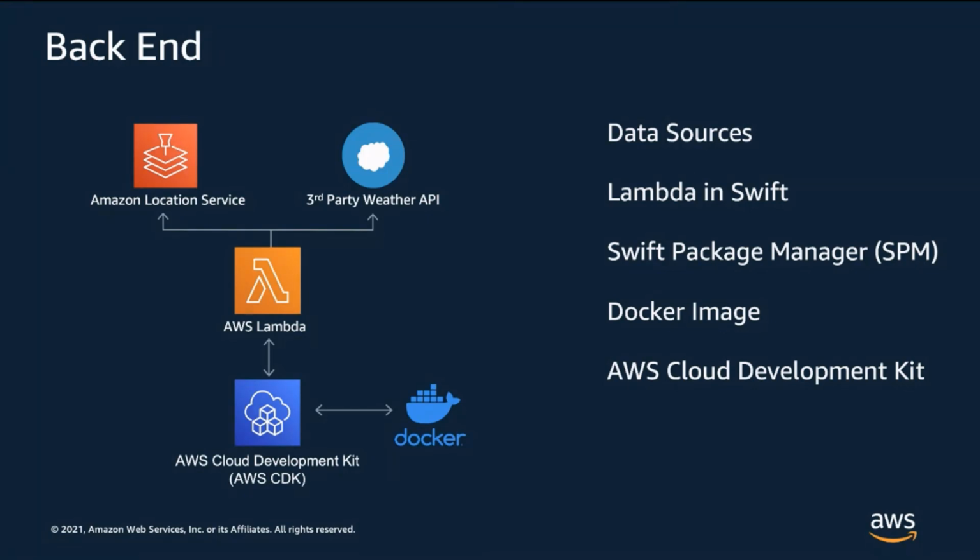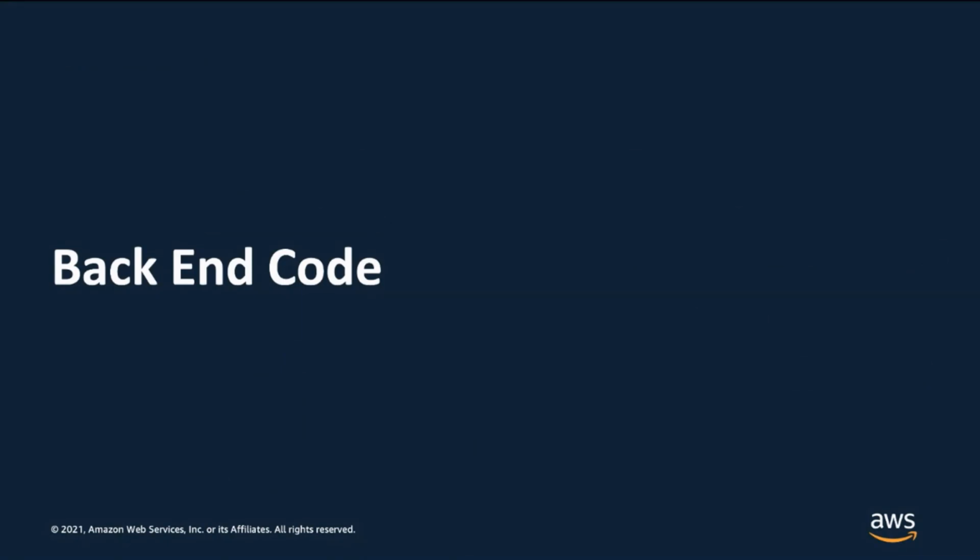We're going to talk about some other new functionality that was launched at re:Invent, which is the ability to deploy your Lambda functions as Docker images. And this has really made the deployment and the development of Swift-based Lambda functions really easy to do. And then finally, we're going to look at the Cloud Development Kit, which is AWS's infrastructure as code offering that allows you to define your backend environment in code. For example, in Python or TypeScript or Java, and then run that and have it create your infrastructure for you. So let's take a look at some of the backend code.